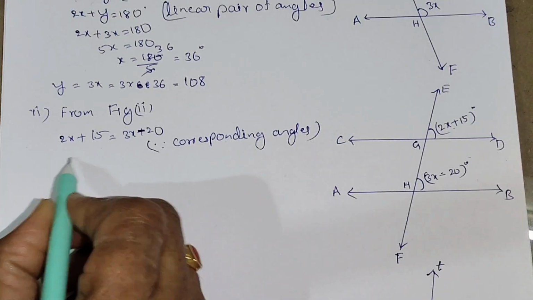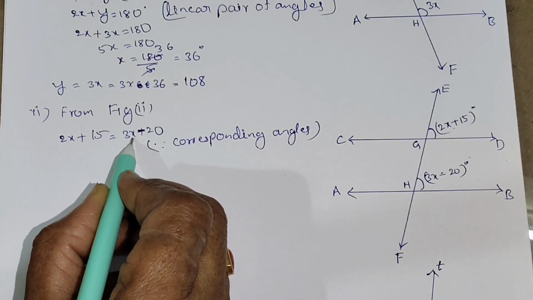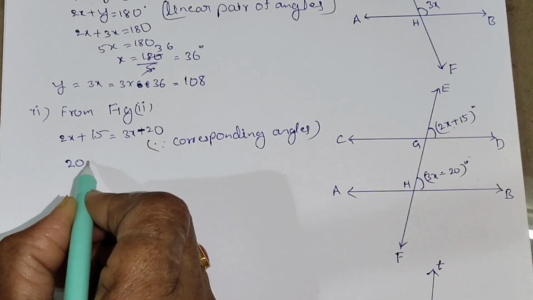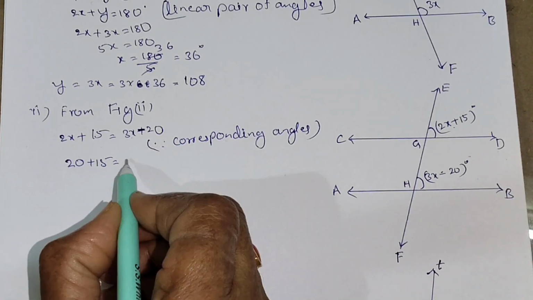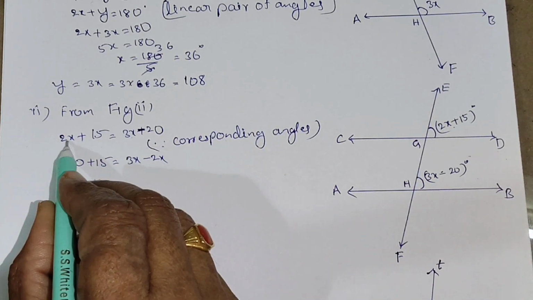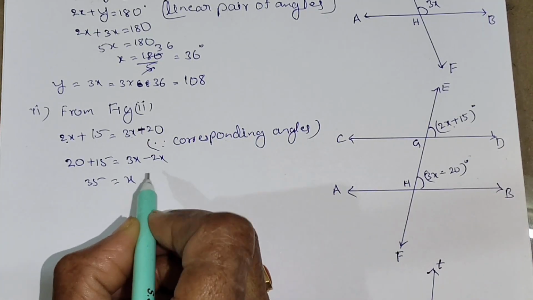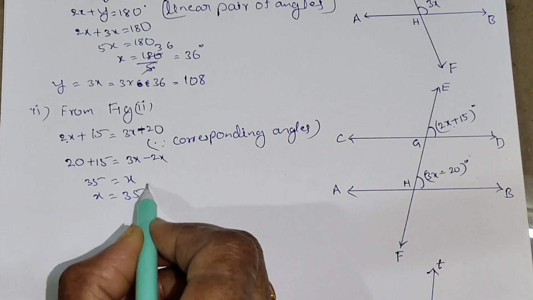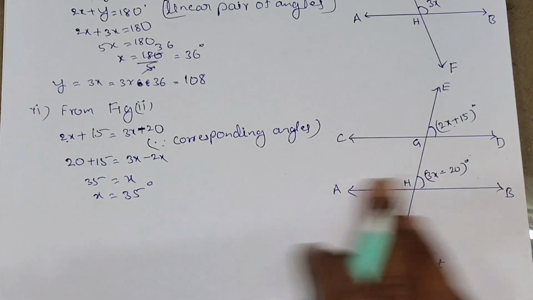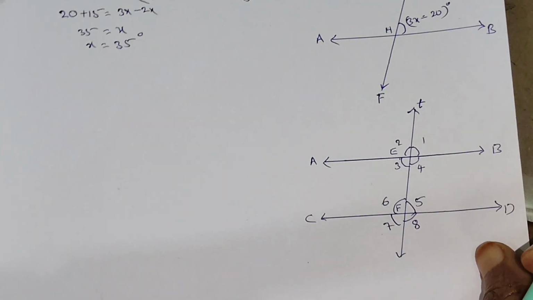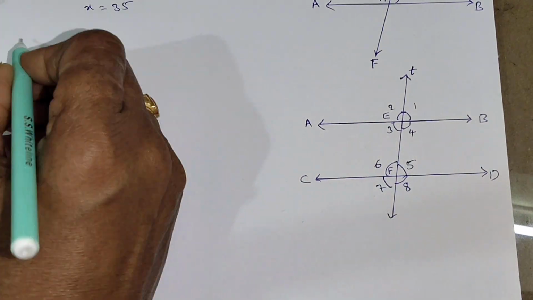So here 3x equals 20 plus 15, carrying 2x to the right-hand side, equals 3x minus 2x. So 35 equals x. x equals 35 degrees. This is the x value. Here only one variable is there, and we found it. Next diagram, the third one. This is the third diagram.